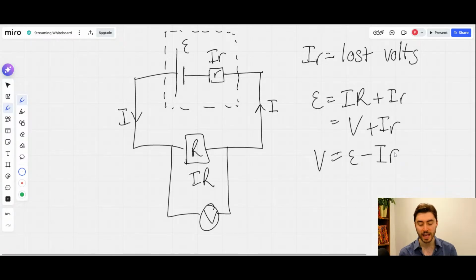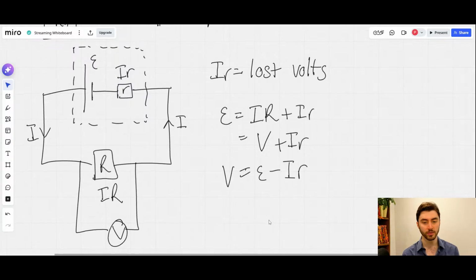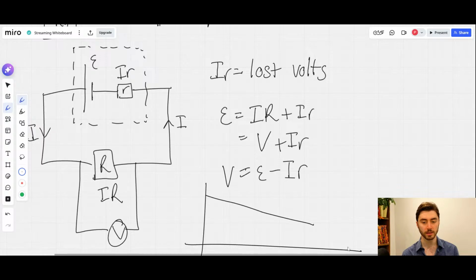Now, again, as I was saying, everything in physics is about forming a straight line equation that you can plot. So in this case, a graph of V against I would look like this.